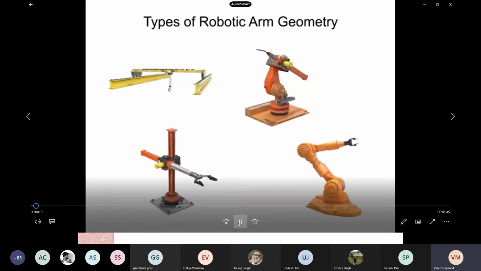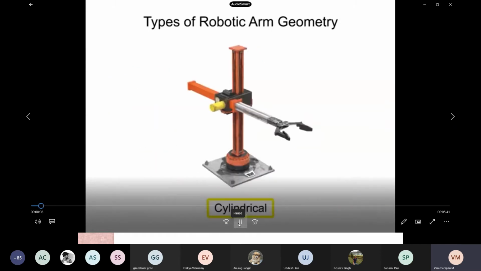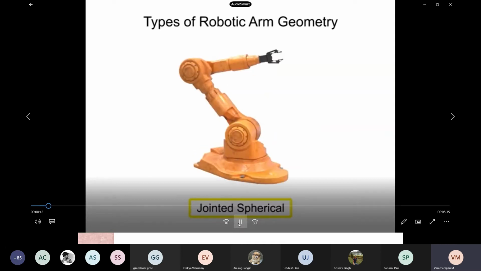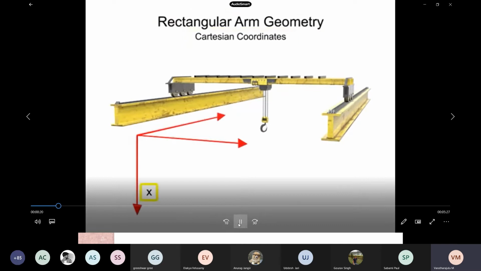There are four main types of robotic arm geometry: rectangular, cylindrical, spherical, and jointed spherical. Robots with rectangular arm geometry use Cartesian coordinates and move linearly along each of the X, Y, and Z axes. This type of movement is also called 3P geometry, where the P stands for prismatic or linear motion.